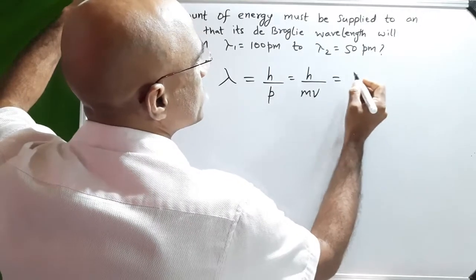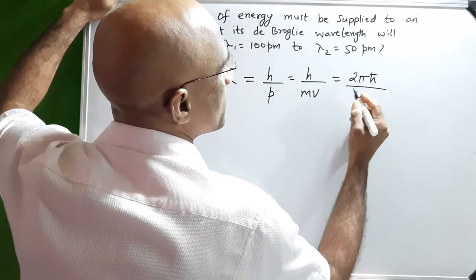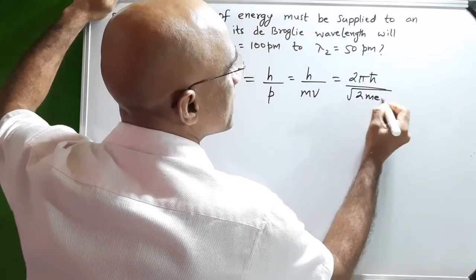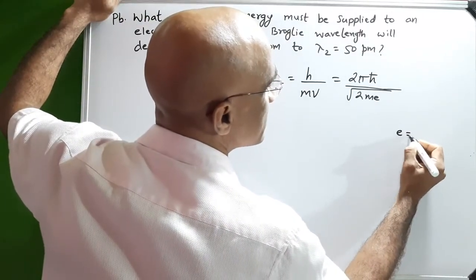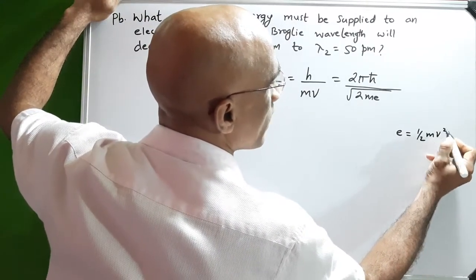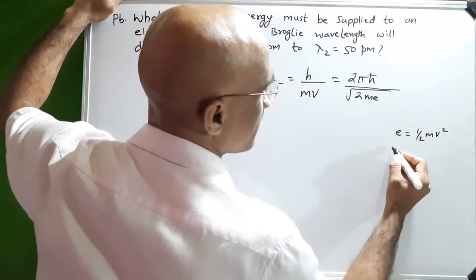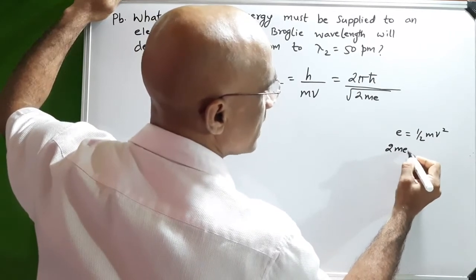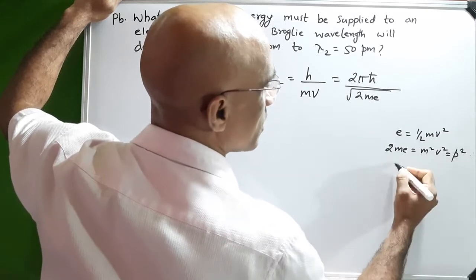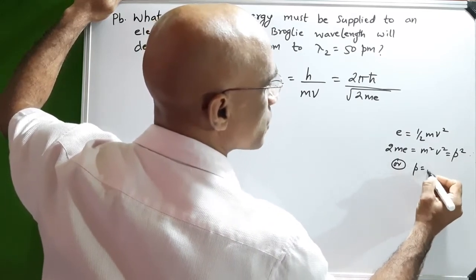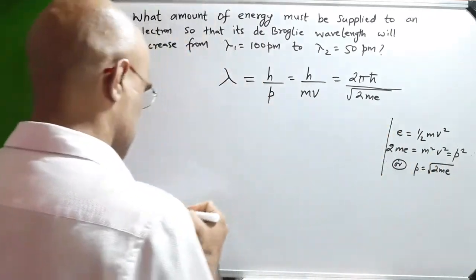I can also equate this to 2 pi h bar divided by root of 2mE, where E is the kinetic energy. We know the expression for kinetic energy, E is equal to half mv squared. Now, multiplying both sides of this equation by m, I can rewrite this expression as 2mE is equal to m squared v squared, nothing but p squared. Or I can write p as root of 2mE, which is what I have shown in this expression.